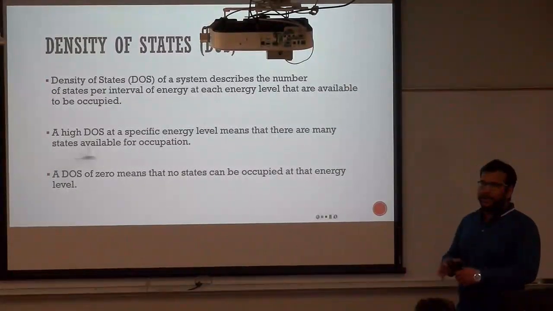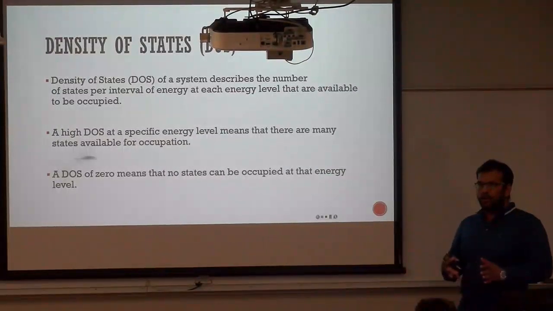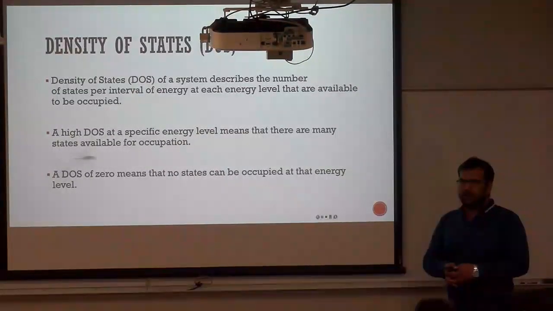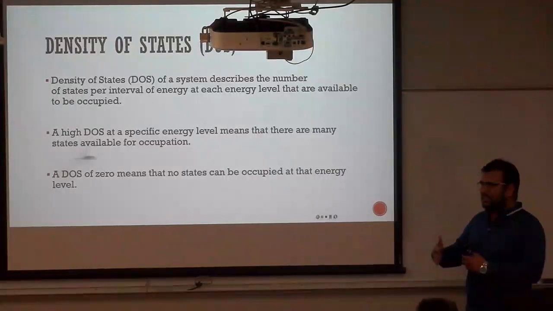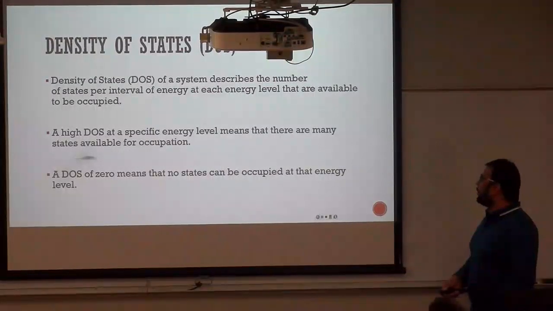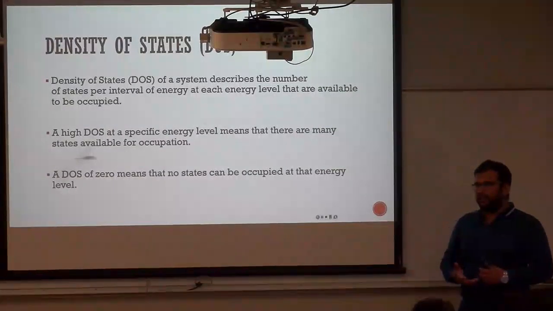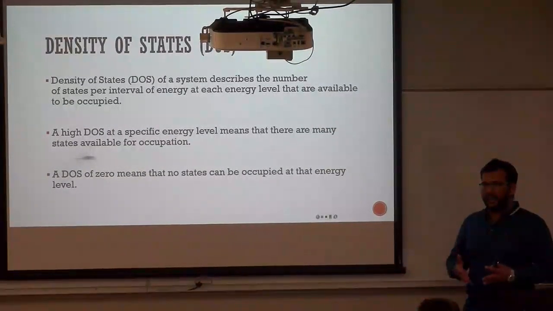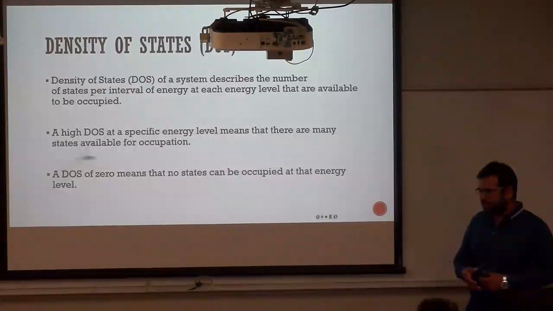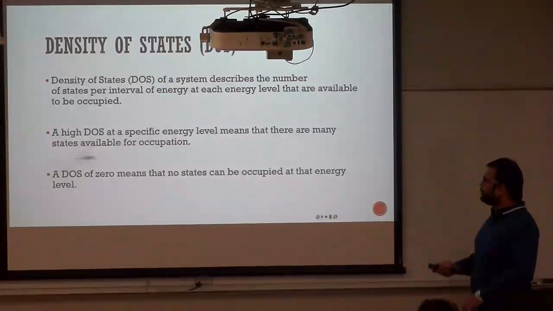That means the amount of states that we have at a specific energy level, per interval of energy at each energy level. When the density of state is high, that means we have so many states per interval of energy that are available for occupation. And when the density of state is 0, that means we don't have any free state for occupation at that energy.